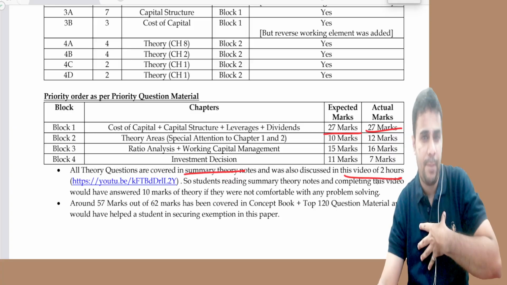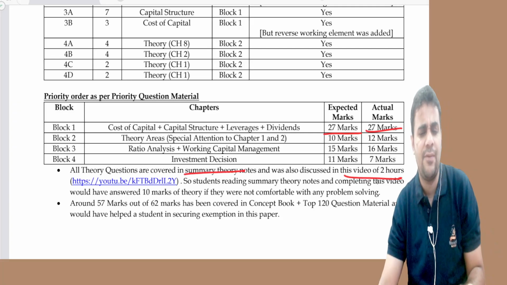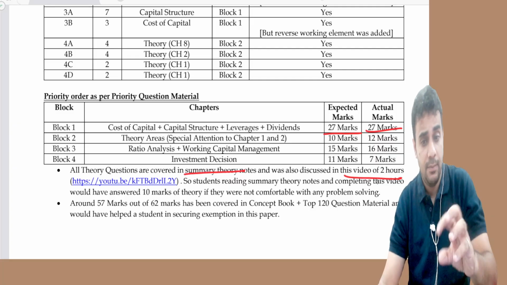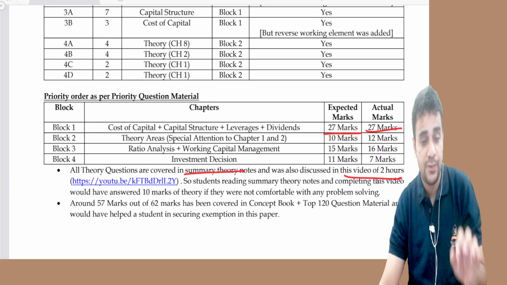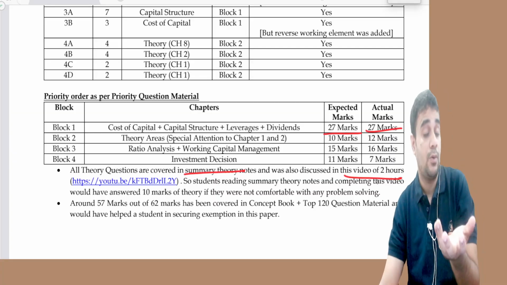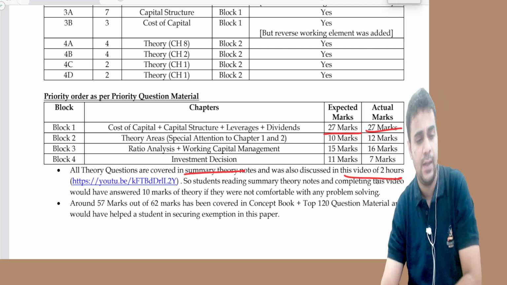And from our priority material which we have released, the top 120 material, 57 out of 62 marks are covered. Obviously reverse working is covered, but the forward working questions were there and you will have to handle the reverse working question. So if somebody has gone through the top 120 question material here, and when he did costing also the top 160 material, they were very useful to secure marks in the exam.